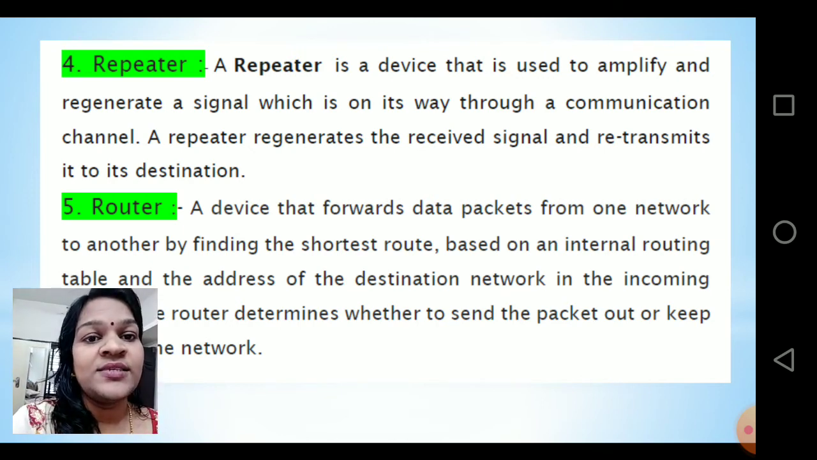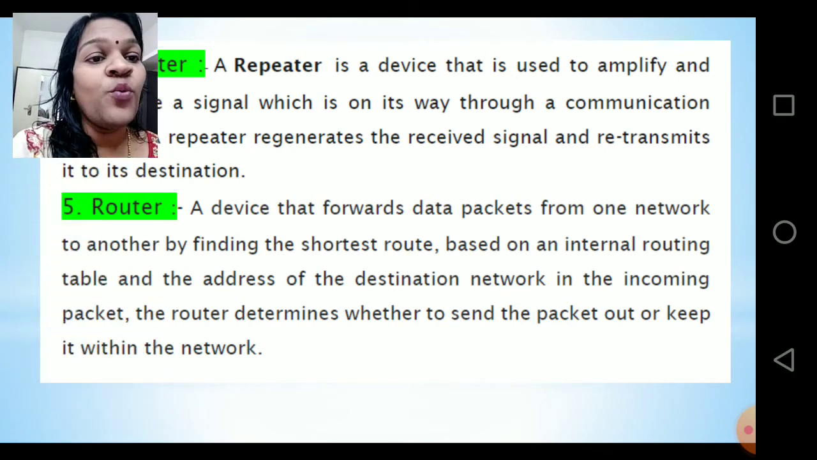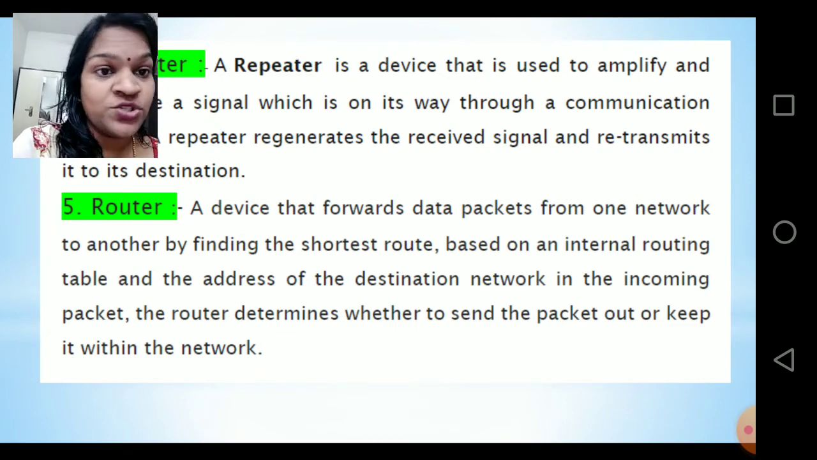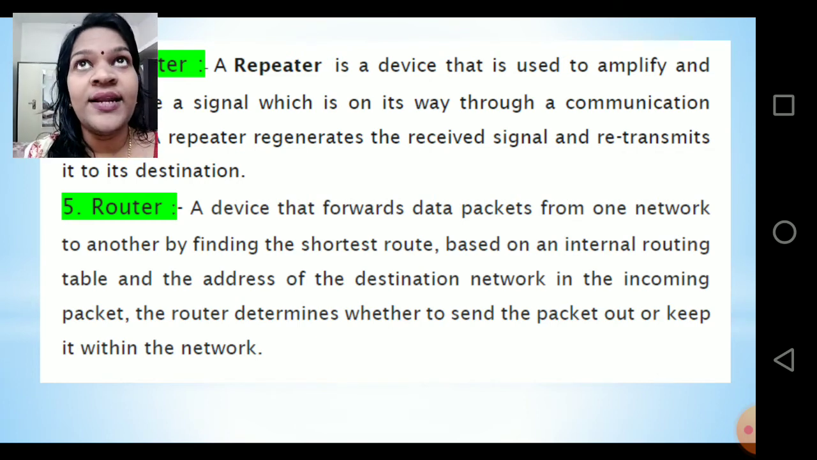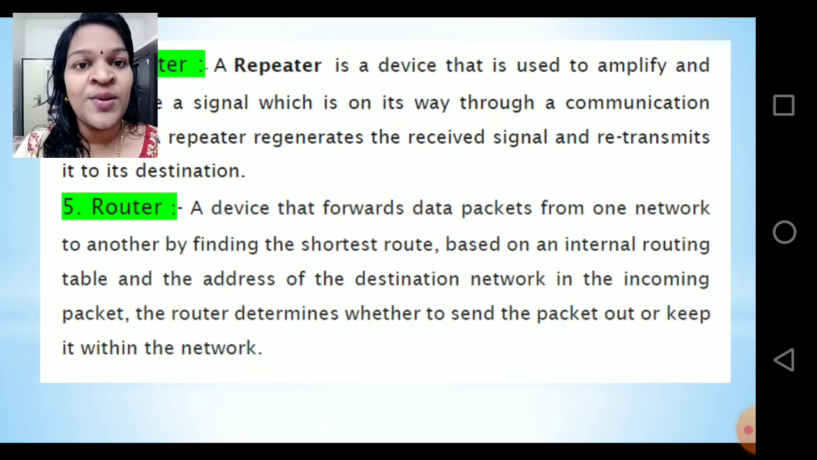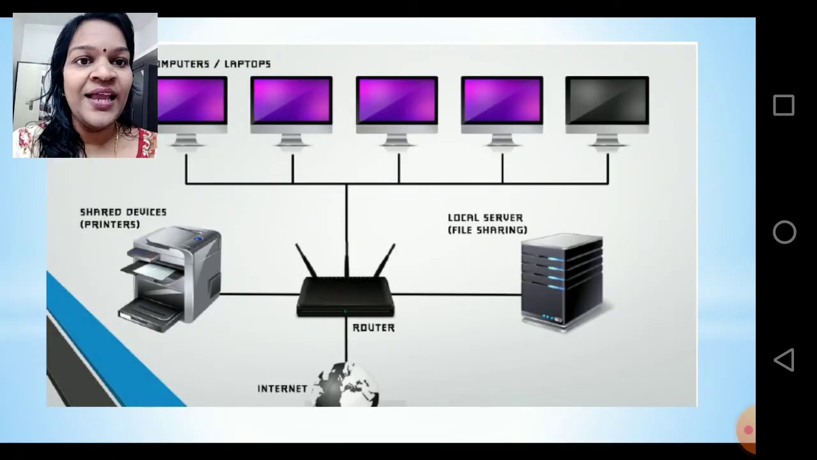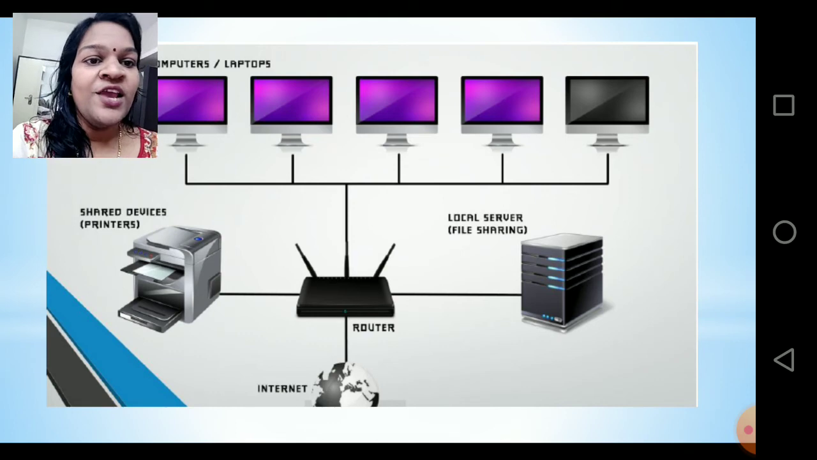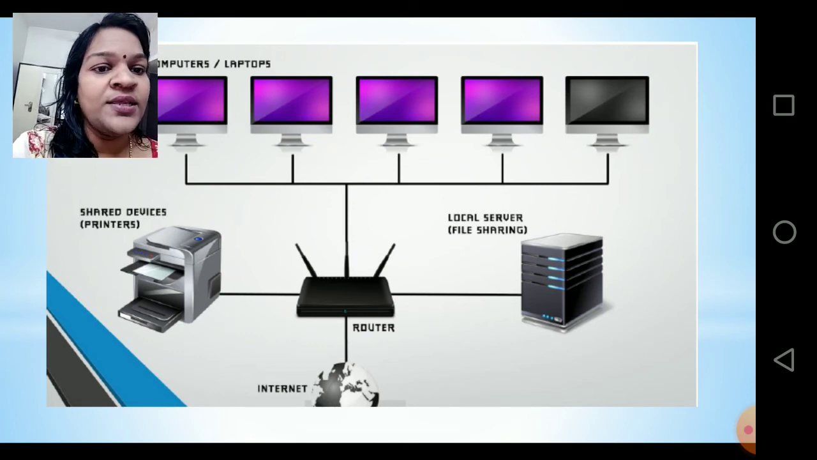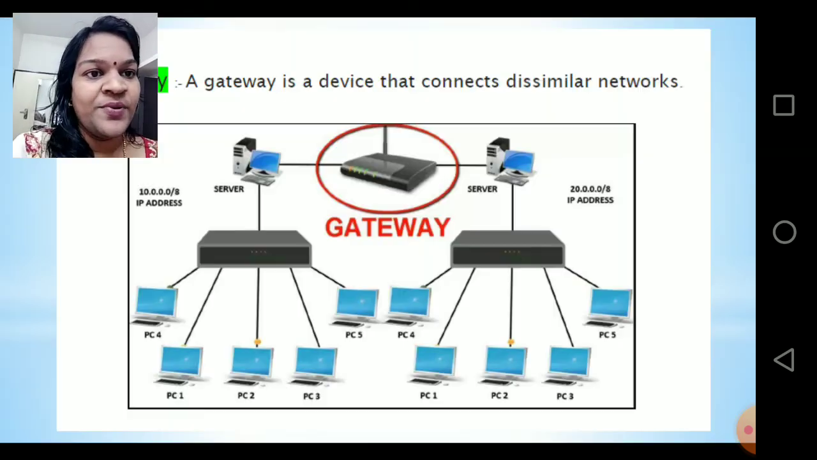Next is the router. A router is a device that forwards data packets from one network to another by finding the shortest route. The data comes from one system and has to be sent to some other system, but which is the shortest path? The work of the router is to find that and send the data. This is an example of a connection where you have a router with many computers attached, there may be printers and servers, and it is connected globally to the internet.